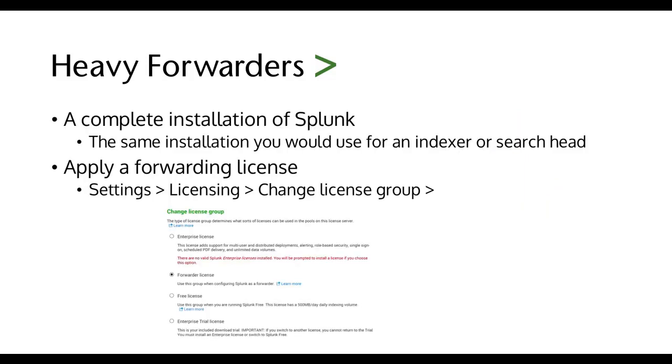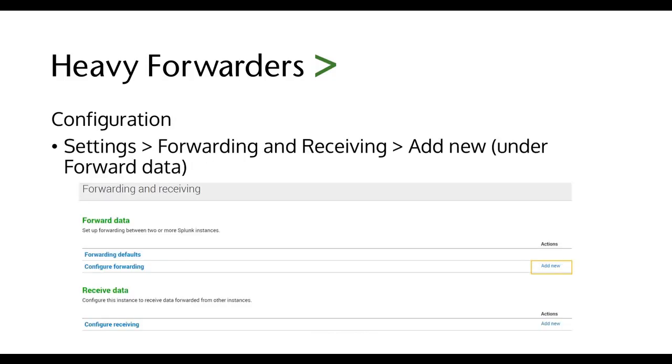Do not be turned off by the terminology of a heavy forwarder. It's really just a regular installation of Splunk, the same installation you would use for an indexer or search head. The only difference is once you're done installing it, you go to Settings, Licensing, Change License Group, and you click that radio button that says Forwarder License. Once you install a heavy forwarder, it's pretty easy to set up. You just simply go to Settings, Forwarding and Receiving, and Add New under Forward Data.